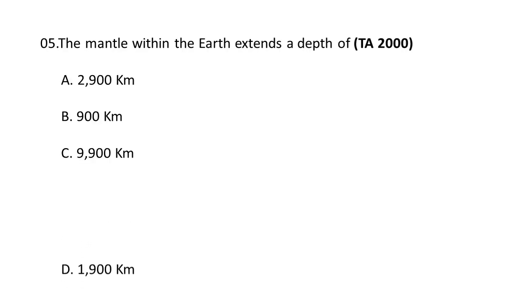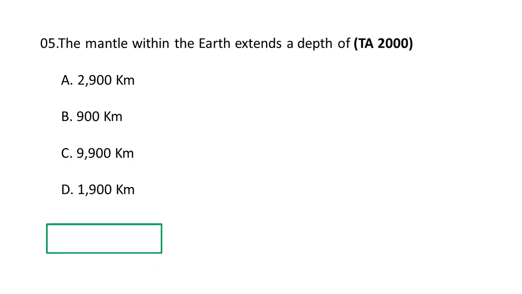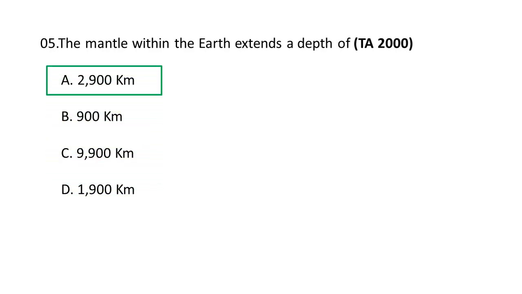Next question. The mantle within the Earth extends to a depth of A. 2,900 kilometers, B. 900 kilometers, C. 9,900 kilometers, and D. 1,900 kilometers. The mantle within the Earth extends to a depth of 2,900 kilometers. The mantle is made up of two layers, the upper mantle and the lower mantle. The upper mantle extends from the crust mantle boundary to a depth of 410 miles or around 650 kilometers, and the lower mantle extends from 660 kilometers to 2,900 kilometers. So, the mantle within the Earth extends to a depth of 2,900 kilometers. A is the correct option.